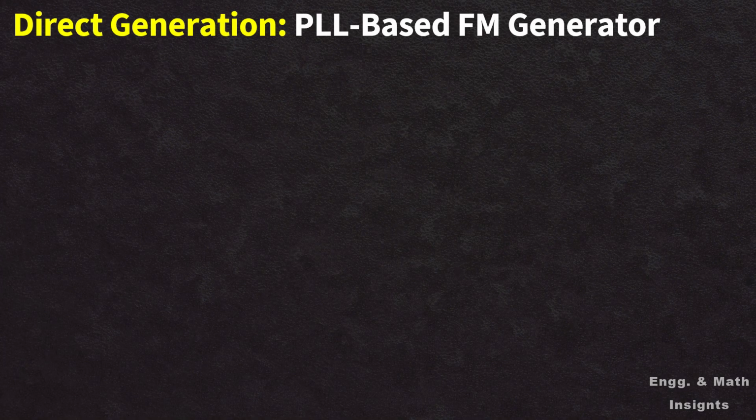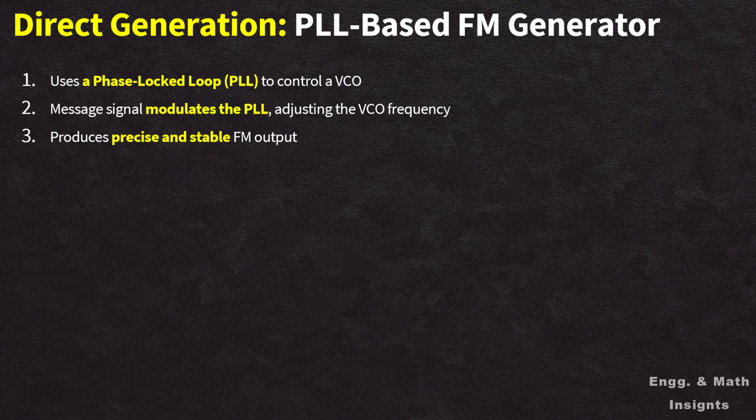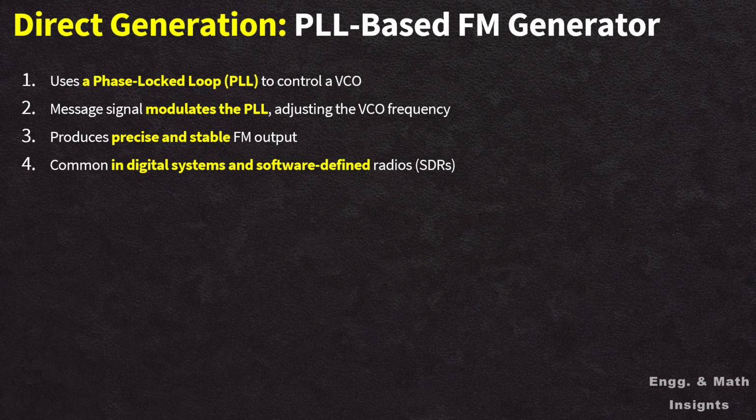Now, next is the PLL-based FM generator. In this method, a phase locked loop, or PLL, is used to generate an FM signal by controlling a voltage controlled oscillator, or VCO. The message signal is applied to the input of the PLL, which adjusts the VCO frequency in response to the signal's variation. This setup delivers a precise, stable frequency modulated output, and it is widely used in digital communication systems and software defined radios.